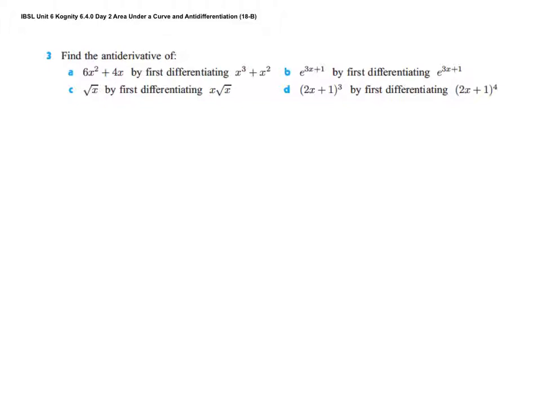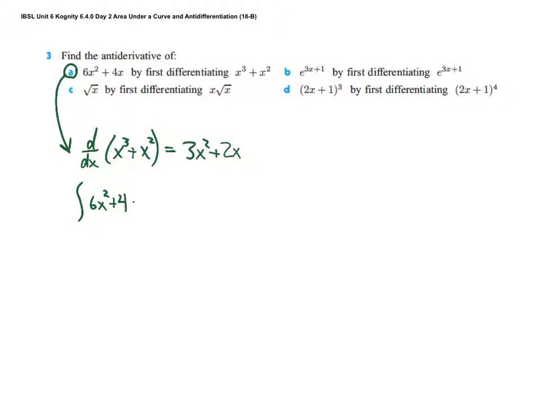So, just as an example here, for part A, if I take the derivative of x cubed plus x squared, the derivative is 3x squared plus 2x. So, let's think about if I want the antiderivative of 6x squared plus 4x. Can I factor out a 2? Alright, let's do that.